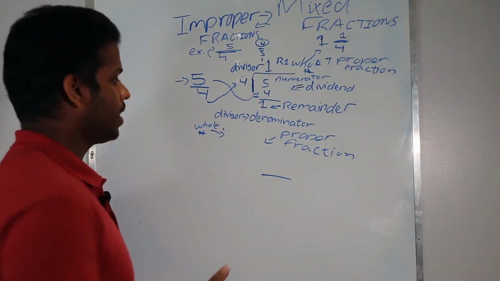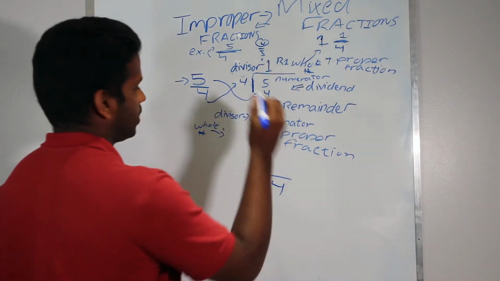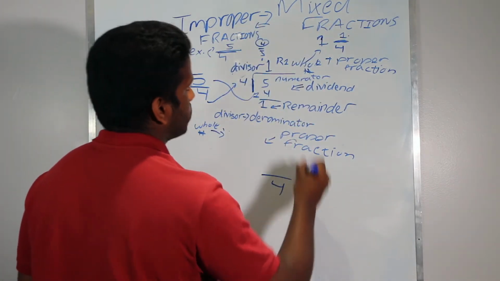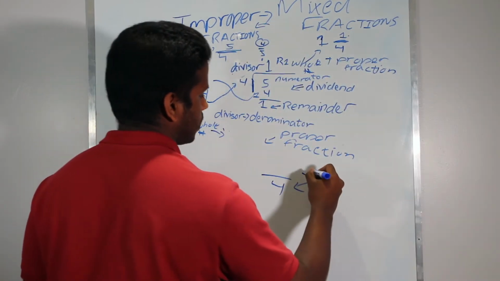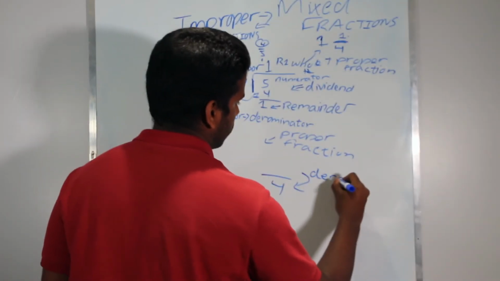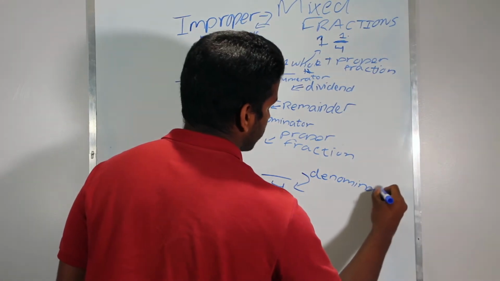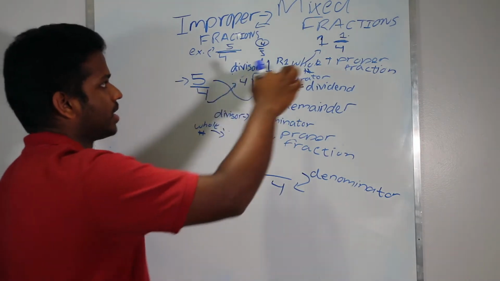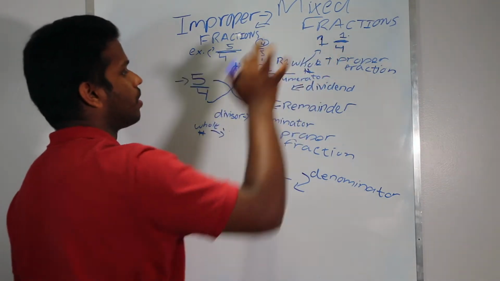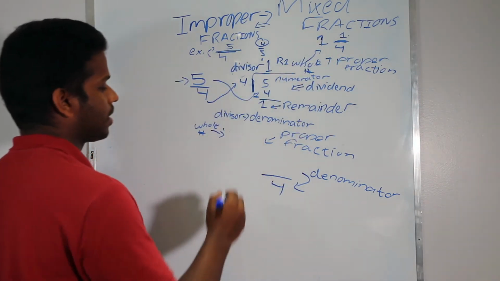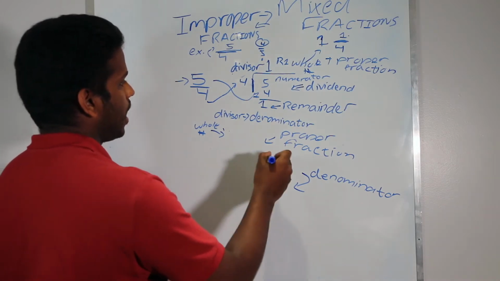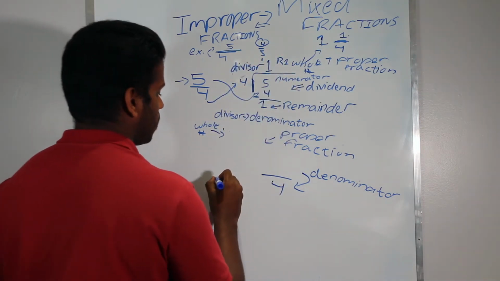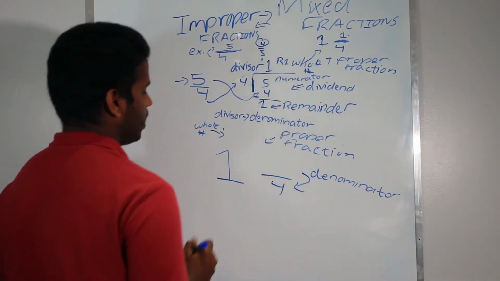The denominator always stays the same when you're converting both ways. You'll know what I mean once we do the other way. So 4 is the denominator. The denominator for whatever fraction you're converting stays the same. See, 4 stays the same. So now there should be a whole number here, and our quotient will end up being the whole number.